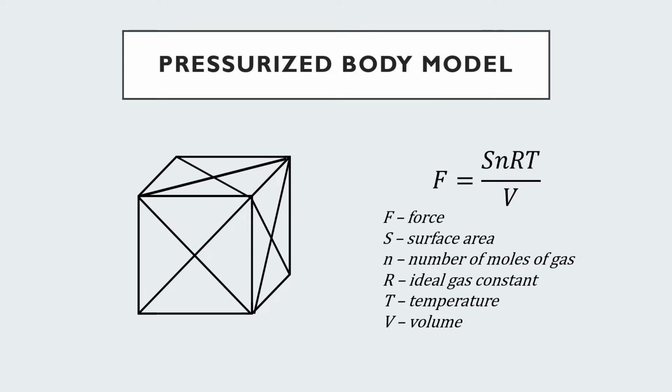Here, with this equation, F is our force, S is the surface area of our 3D object, N is the number of moles of gas, R is our ideal gas constant, T is our temperature, and V is the volume of the three-dimensional object. So for practical purposes in our game engine, N, R, and T are fused into a singular constant C. So this equation can really be thought of as F equals SC over V. And so calculating the surface area and the volume is very important for this implementation.